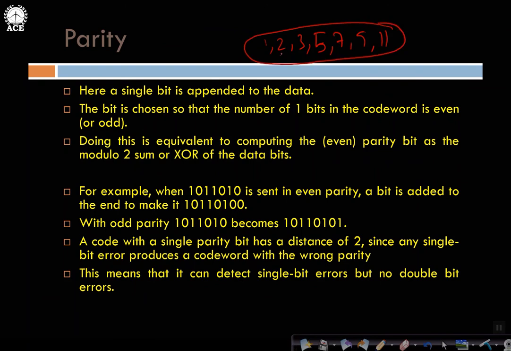So based on the bit position values 1, 3, 5, 7, 9, 11, we define the parity of 1. Likewise, the parity of 2 is also decided along the same lines. So here a single bit is appended to the data. The bit is chosen so that the number of bits in the code word is even or odd, and then we perform exclusive OR to find out whether it is in error or not.